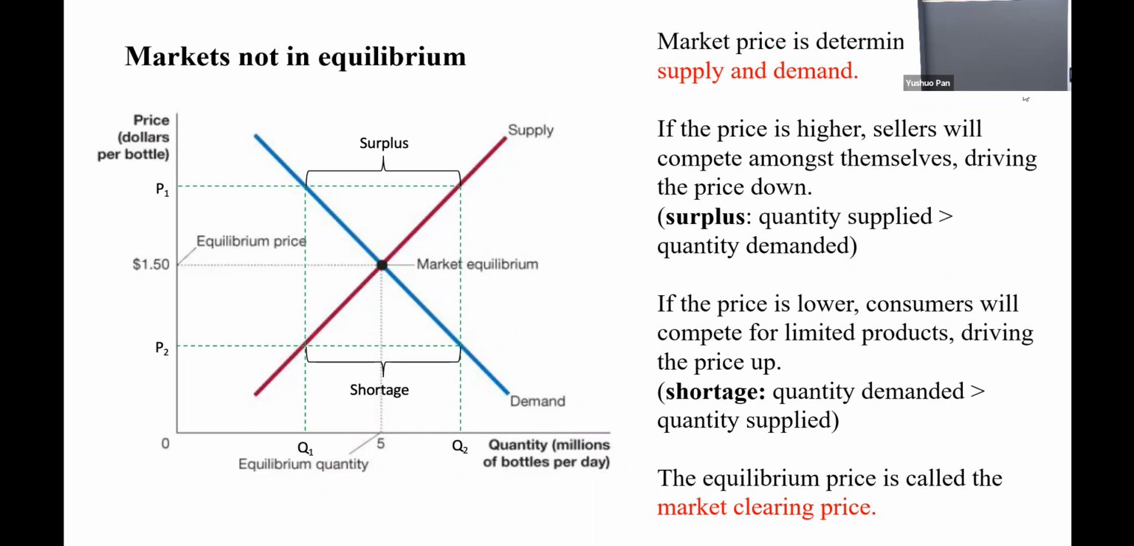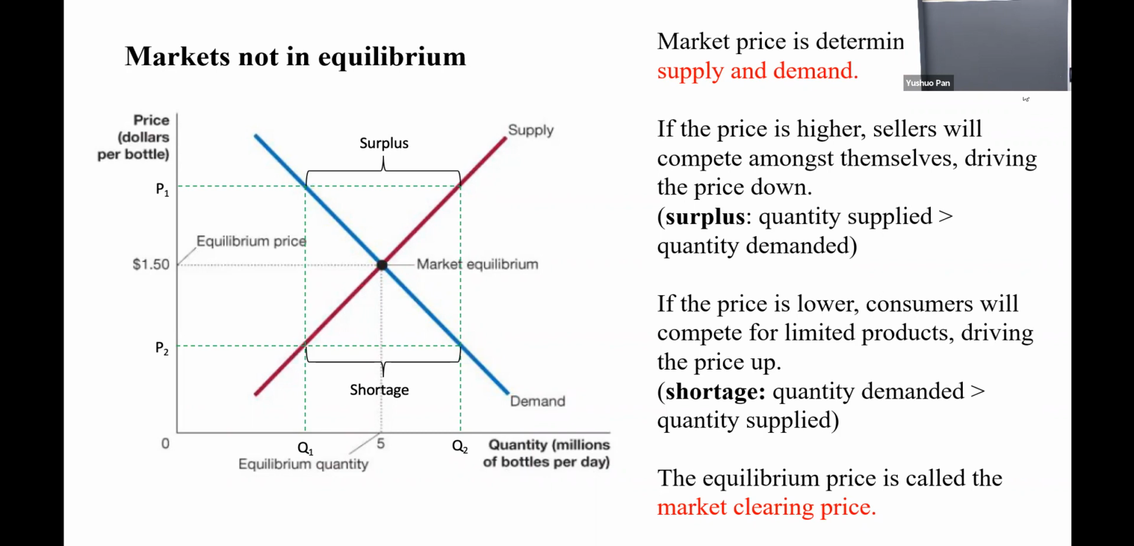So that's the reason why it's here. If price is higher, sellers will compete amongst themselves for driving the price down. If the price is higher, then there is a surplus. The surplus means the quantity supplied is bigger than the quantity demanded. If the quantity supplied is bigger than the quantity demanded, then there is a surplus. The surplus will only happen when the price is bigger than the equilibrium price.